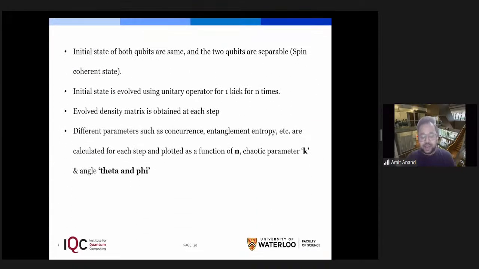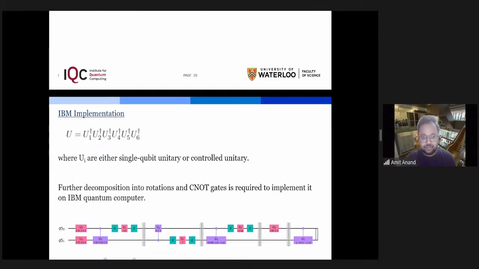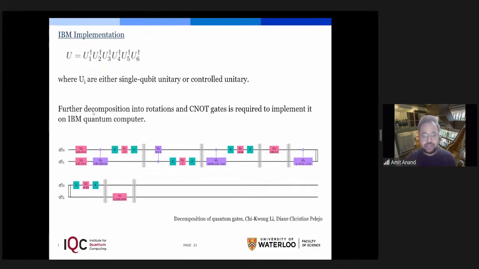Now what we did is that we started with a spin coherent state, that is, both qubits have the same initial parameters. We evolved that using the unitary operation we derived for 1 kick, applied n number of times. Then the evolved state was obtained using tomography, and then we calculated different parameters such as concurrence, entanglement, or whatever you can calculate from there. So the implementation was something like this.